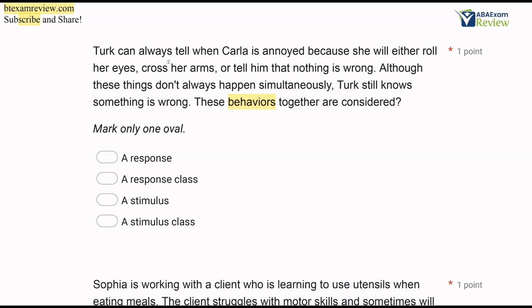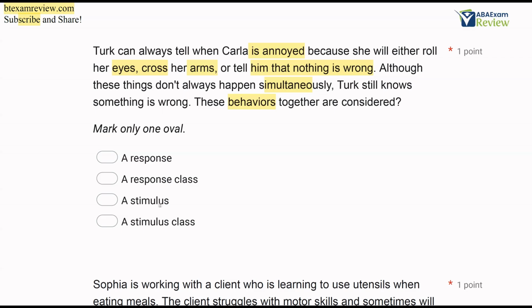So in this case, Turk knows Carla is annoyed because she rolls her eyes, crosses her arms, or says nothing is wrong. Even though these things don't always happen at the same time, they all serve the same purpose or evoke the same reaction, that Carla is annoyed. So we have a group of responses serving the same function. What do we call these? A response. Now, this is where we have to be very specific. A response is a single instance of behavior. In this case, we have multiple types of behaviors and multiple responses that are serving the same purpose. So they're a class, and they're going to be considered a response class.